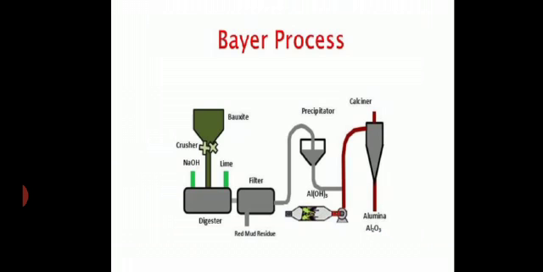Now this is a schematic diagram of the Bayer's process. I've discussed the Bayer's process with you. We go to the crusher, then we add NaOH for the leaching process, where it goes to the digester, then it goes to the filter, then it goes to the precipitator. In this way it goes one by one. Got it? And finally we get aluminum hydroxide. From aluminum hydroxide it goes to the calciner, and from there we get alumina.